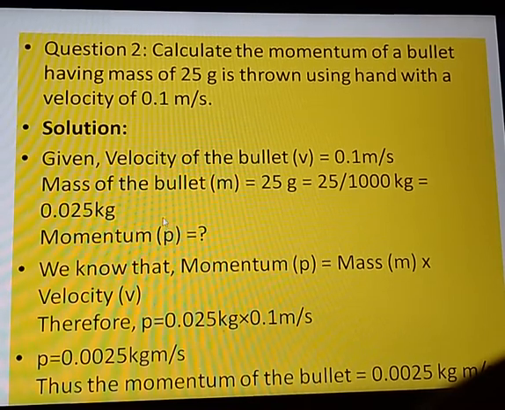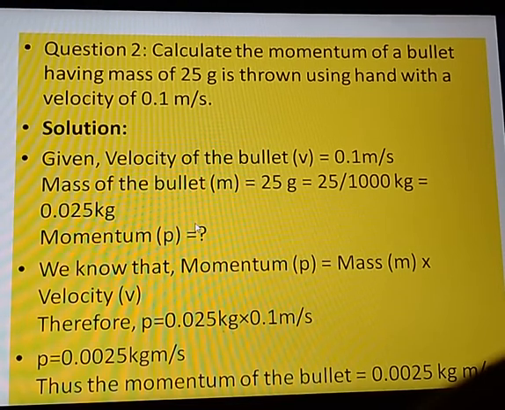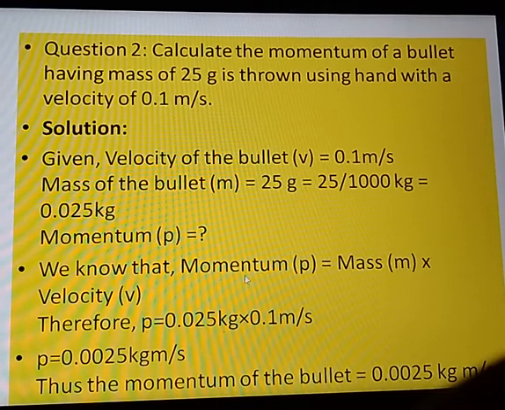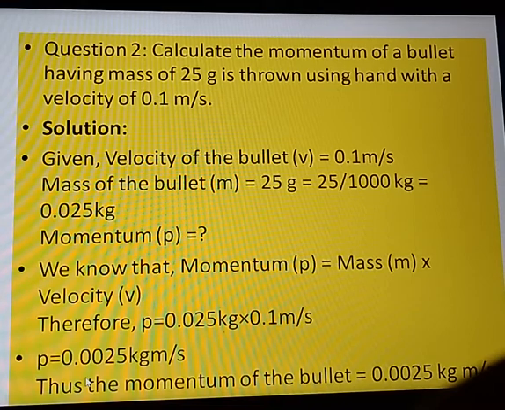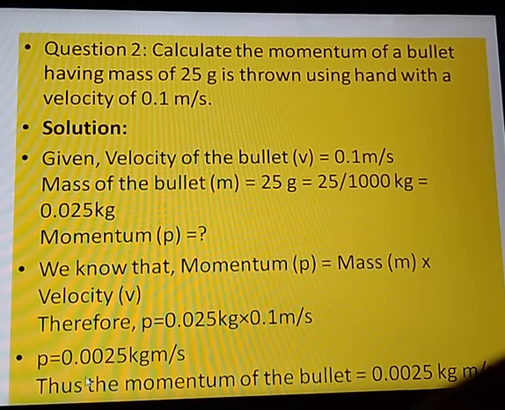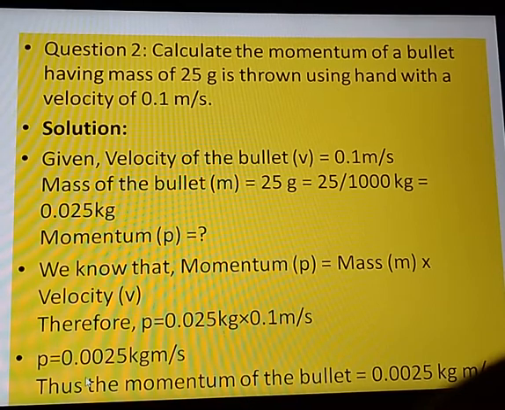And now we want to calculate momentum. Again we will write the formula of momentum, mass into velocity, that is equal to 0.025 into 0.1, and the value of momentum is 0.0025 kg meter per second. Students, you have to notice that all quantities should be in SI units. In the case of momentum, mass should be in kg, and velocity should be in meter per second.